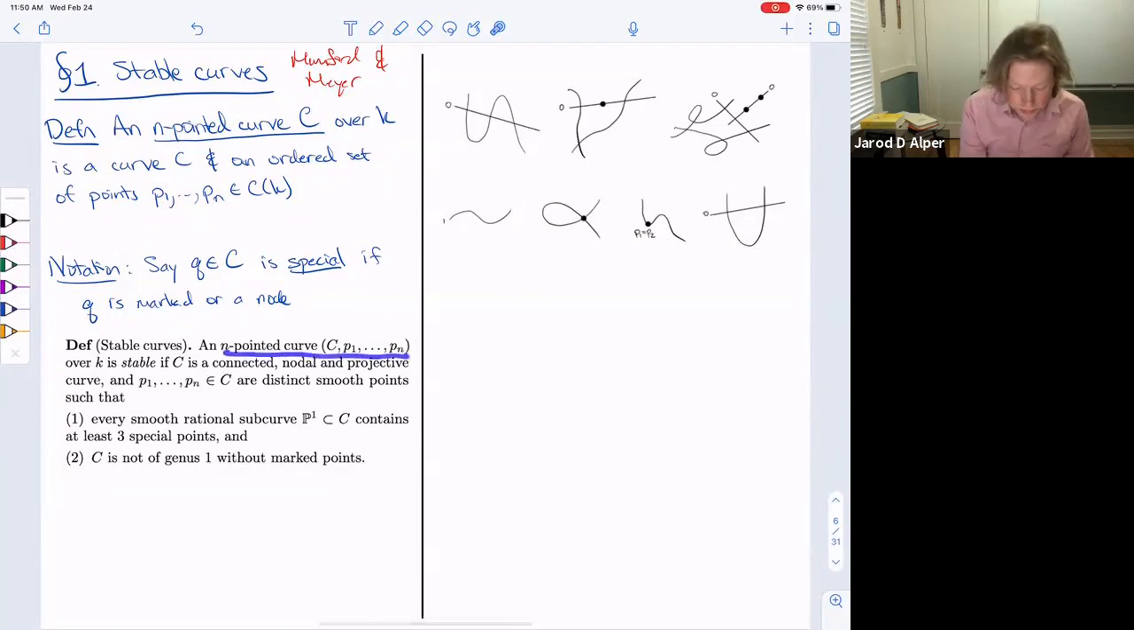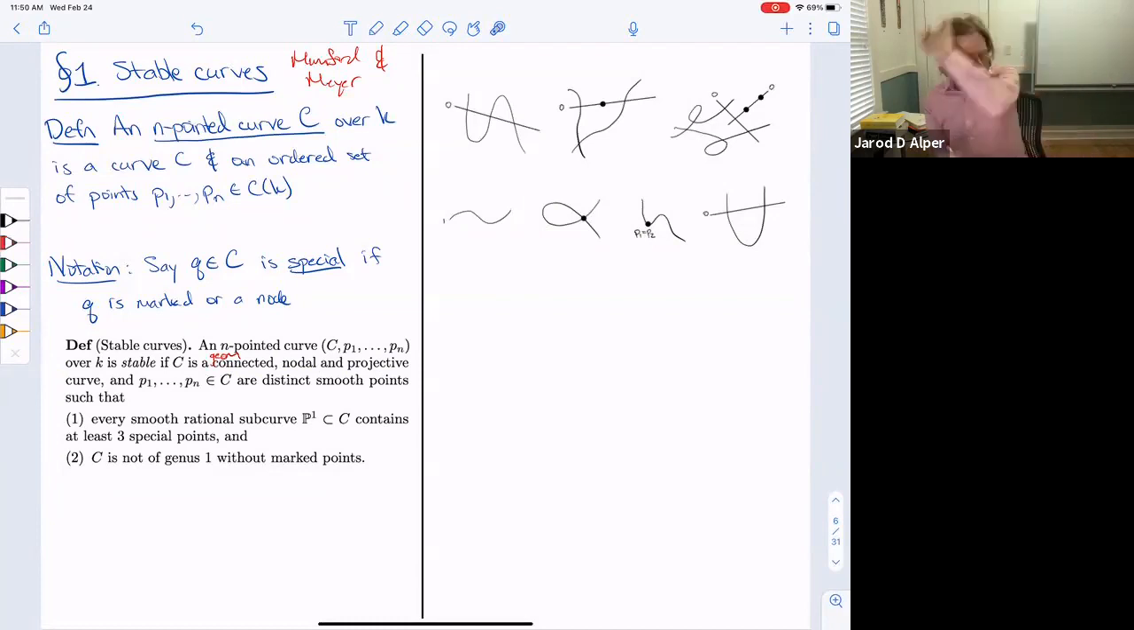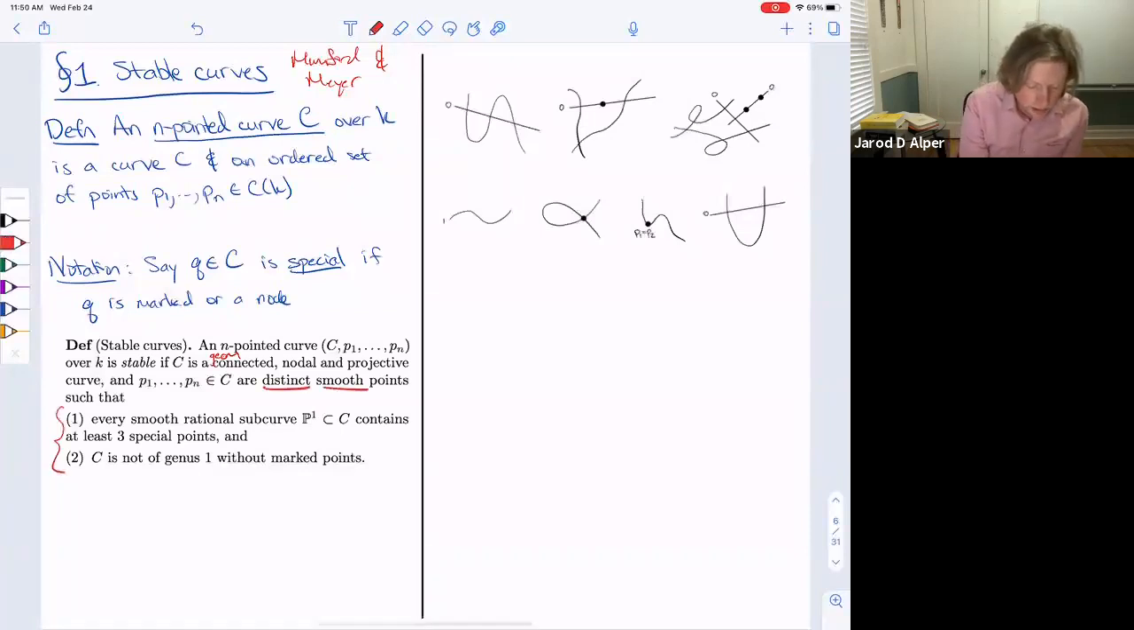Anyway, so here's the definition of a stable curve. It's an n-pointed curve, and so we have our usual assumptions that C is connected, nodal, and projective. I should say geometrically connected over a non-algebraically closed field. And then our points are distinct and smooth. These are important hypotheses, distinct and smooth. And then we have these two conditions, 1 and 2. First one is that every smooth rational subcurve contains at least 3 special points. And then C itself is not a genus 1 curve with no marked points.